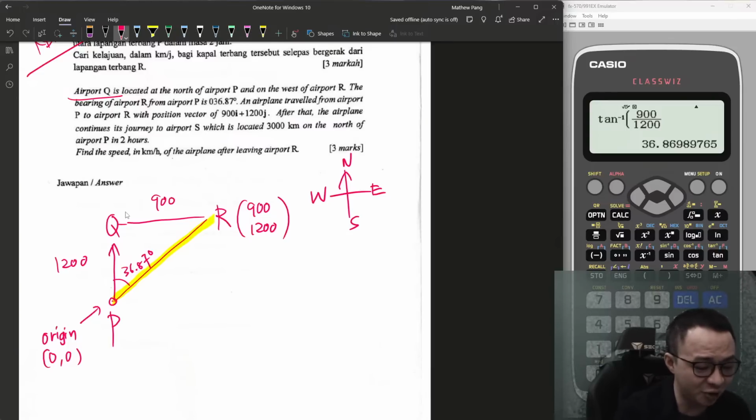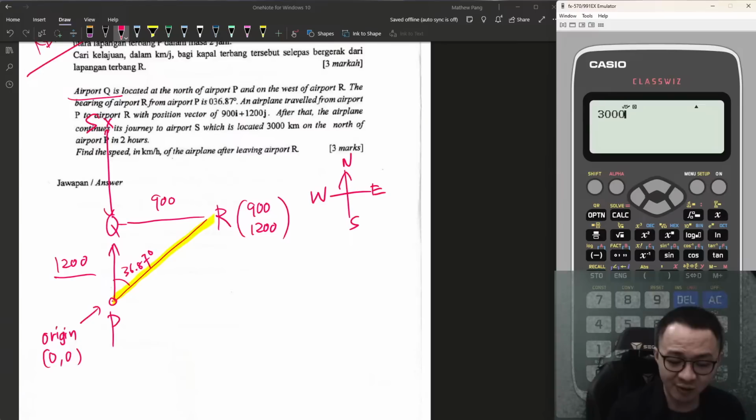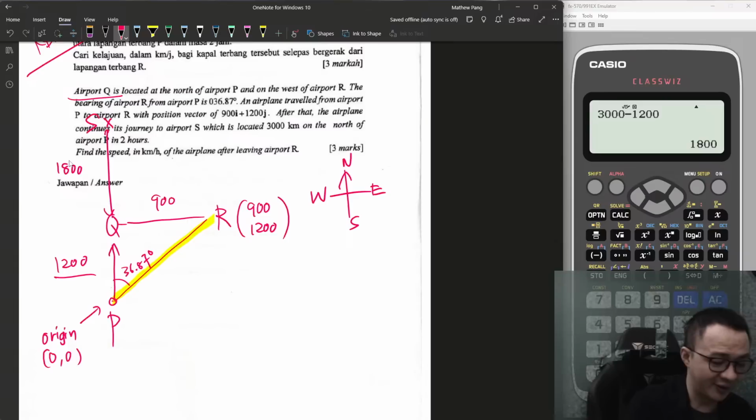So after he traveled to the R already, after that the airplane continued travel to the S, to the airport S, which is located 3000 on the north of the P. So yeah, we have somewhere here is S. So which is continue here. So if you assume this is 1002, so you can use 3000 minus 1002. So we know Q to S is about another 1008, right? So therefore, it's actually continue travel like this.